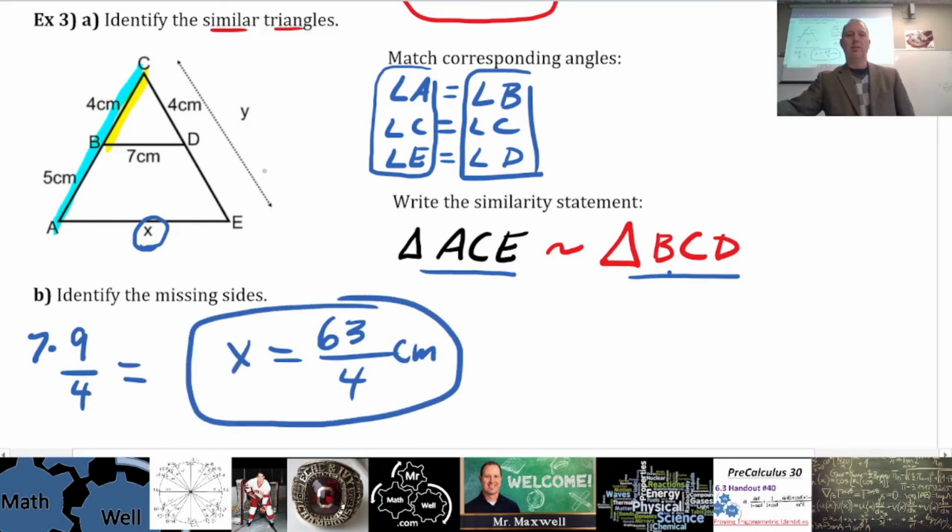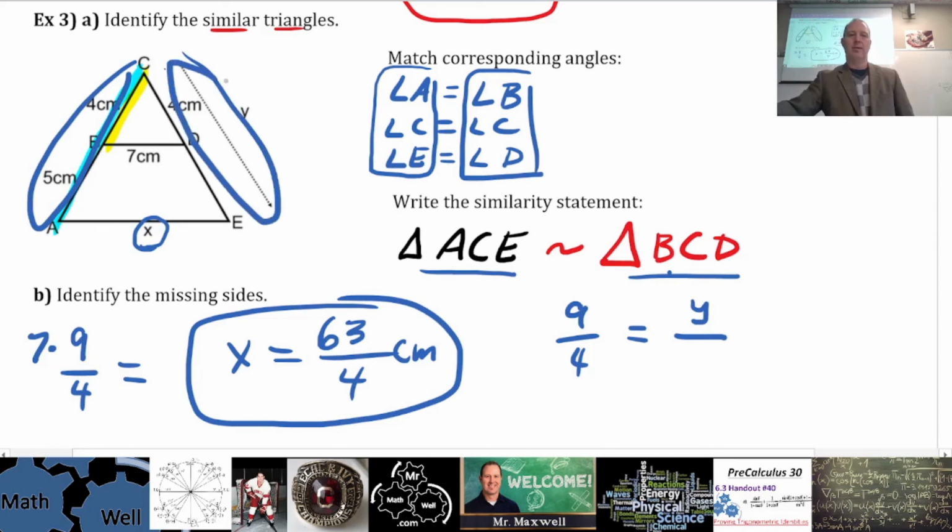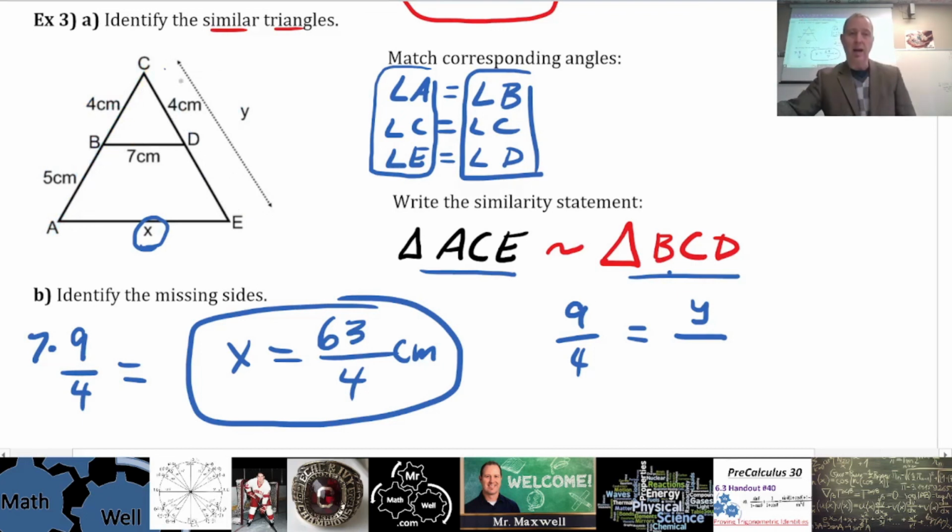And let's do y then. So we've got our 9 over 4. And where's y? Oh, y is this side. Okay. So 9 is the big side, so equals y. So should I put y up top or on the bottom? Yeah, y is the side for the big triangle. So y is on the top with the 9, you see? The 9 over here and the y over here. So what's the number that goes at the bottom? 4. And 4? Okay.